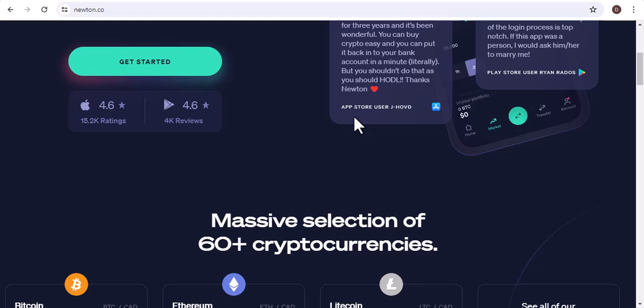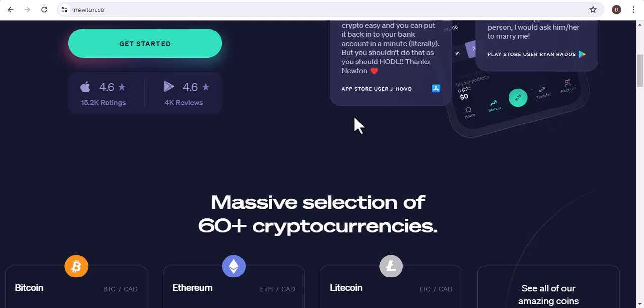How to send BTC from Newton. Now that you have a Newton Crypto account, let's talk about how to send BTC from your account. Log in to your Newton Crypto account. Click on the Portfolio tab.